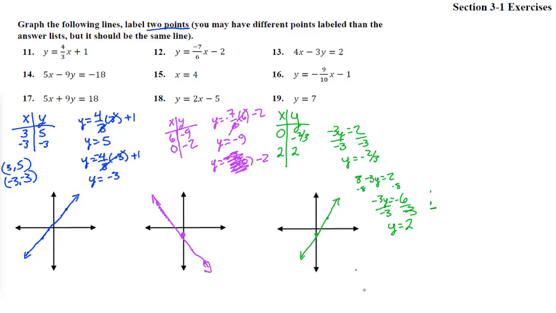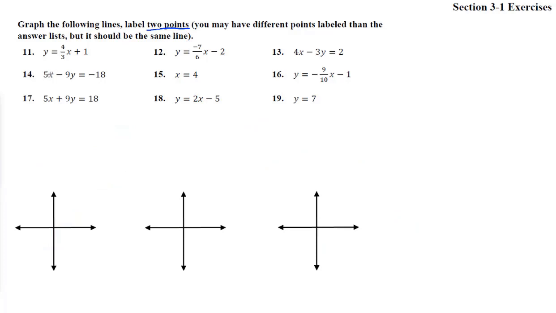Yeah, there we go. Number 14, 5x minus 9y equals negative 18. So let's do this little xy here.